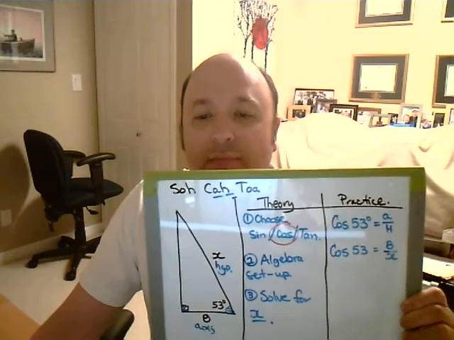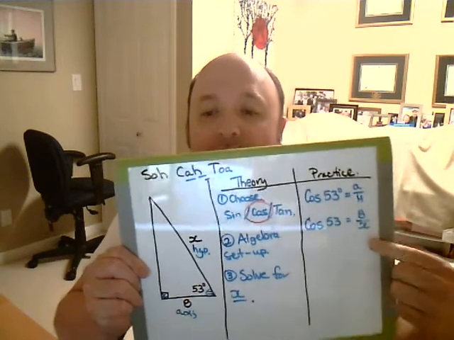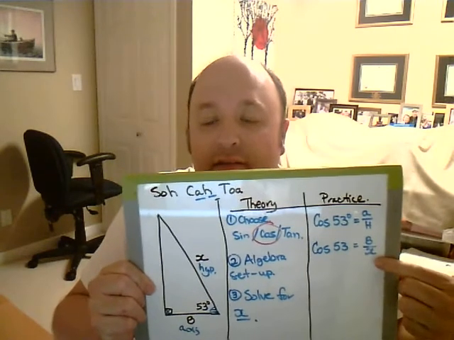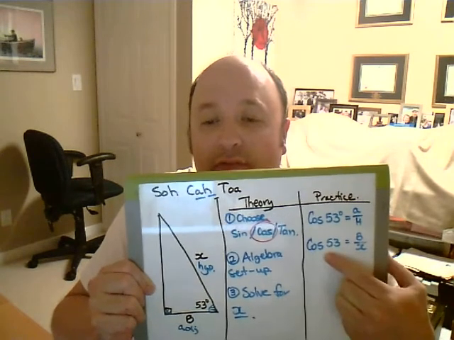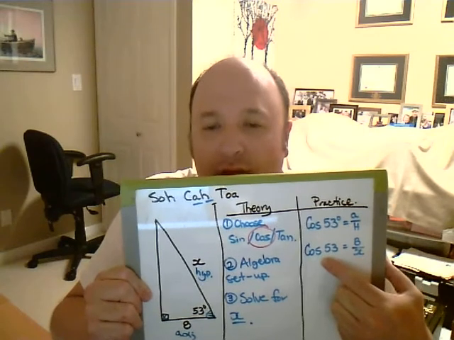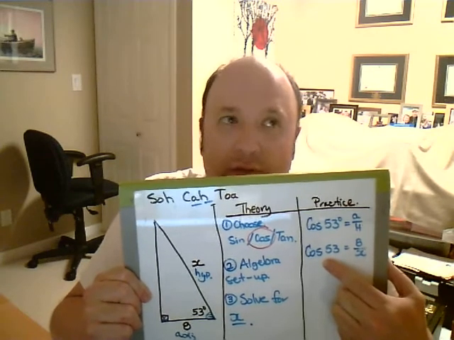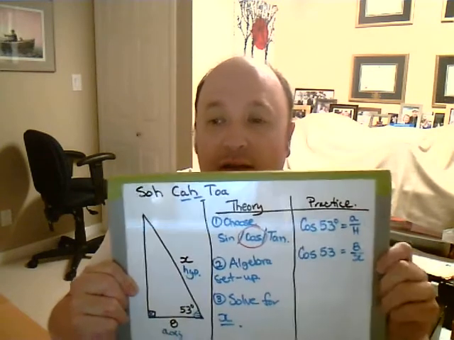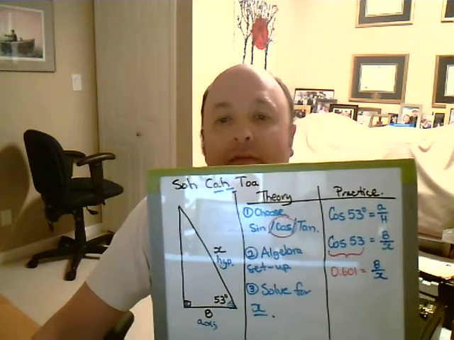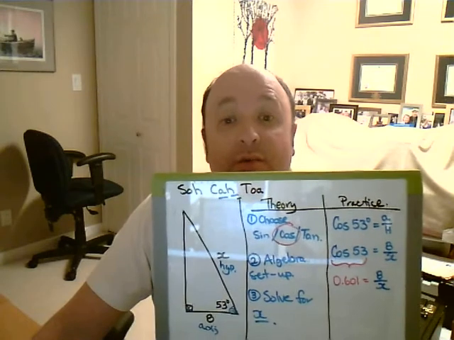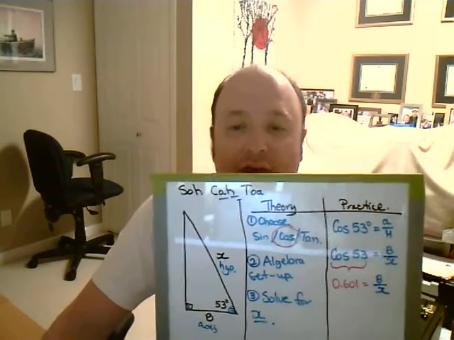Okay, so the next step is to start solving for x. We're right over here, and so I got to go to my calculator and calculate the value for cosine 53. Depending on the calculator, it depends whether you hit the cosine first or the 53 first, but you should get a value of 0.601. That's what your calculator should say.